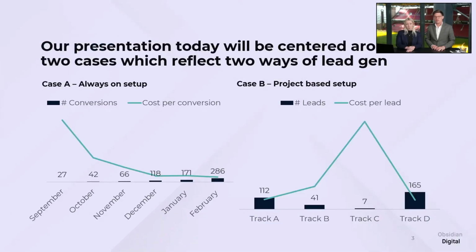So our 2 cases today are very different. Both of them are, of course, B2B. Case A, as we call it today, is an always-on setup, so they have some digital marketing going on always. When we started the collaboration with this client, they already had a setup that we built further on. As you can see here, we have managed to drive down the cost per conversion and increase the number of conversions. So we are going to take you through this client's setup and how they work with digital lead generation.